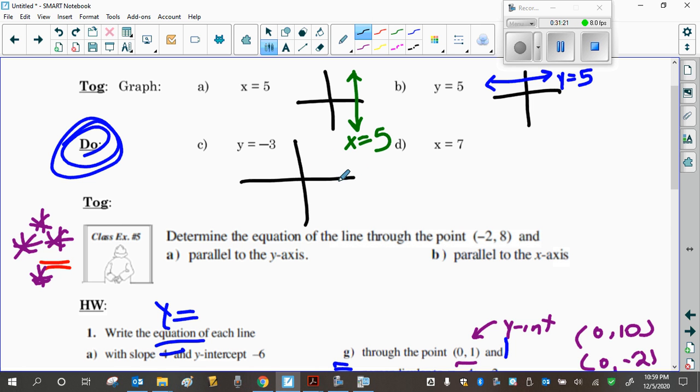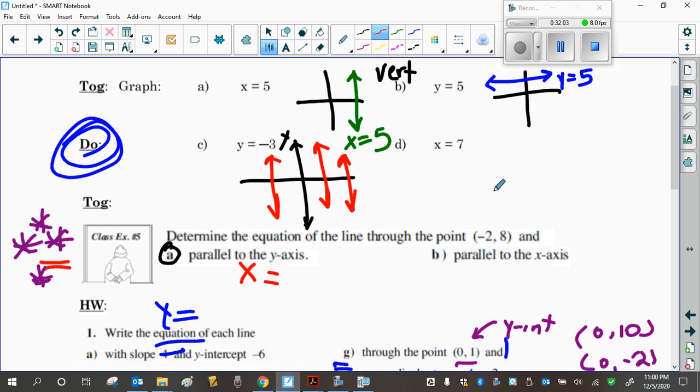Okay, so let's read it carefully. Parallel to the y-axis. Well, the y-axis is right here. So parallel to it is a vertical line. Look at this. This is a vertical line, and it's x equals. It's not y equals. Okay, so careful, careful. Parallel to the y-axis is actually these guys, vertical lines. Those are the lines that are parallel. So x equals a number has to be the answer.